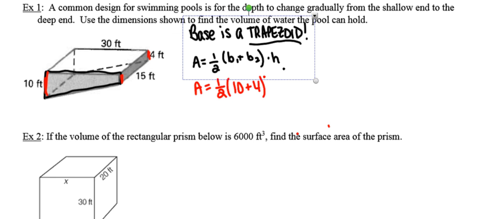The height, this can be a little bit tricky. The height is the height of the trapezoid. So the height of the trapezoid is going to be the distance between its 2 bases. The height of my trapezoid is going to be the length of that blue segment there, which is 30 feet.